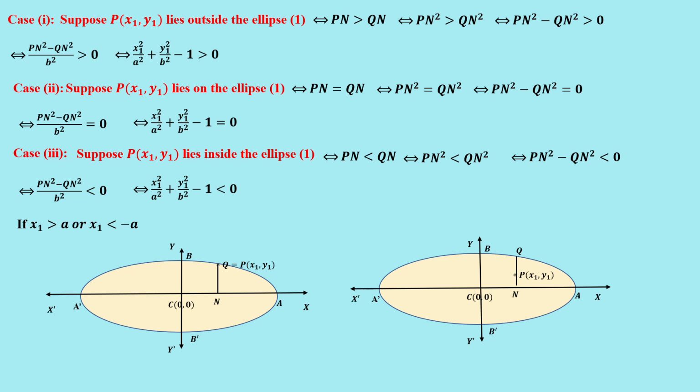Now consider x1 within the range of a, that is minus a to plus a. Suppose it is outside that range, where this is minus a and this is plus a. Suppose x1 is greater than a, or x1 is less than minus a, that is, mod x1 greater than a. Clearly P (x1, y1) lies outside the ellipse, definitely. There is no discussion on that. Thanks.